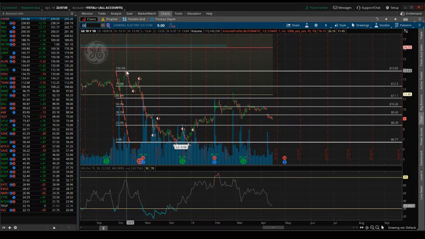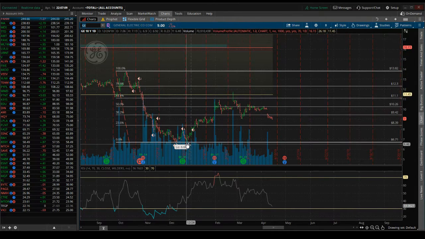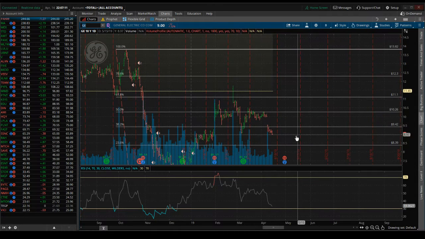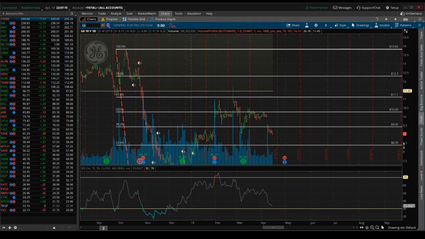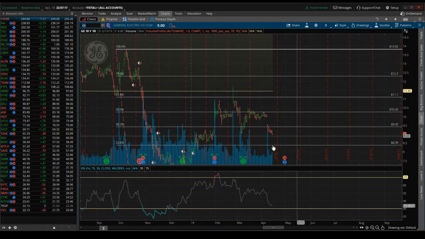But you can see we've done some basic Fibonacci here from this high to this low. It was rejected here at the 38.2, so your next Fibonacci level is the 23.6 level there. That looks really interesting. Cool, good stuff.